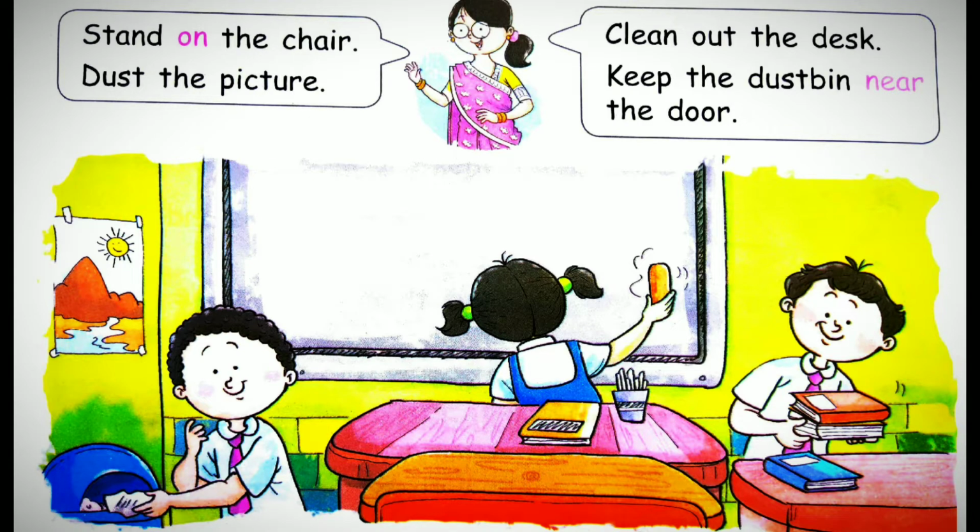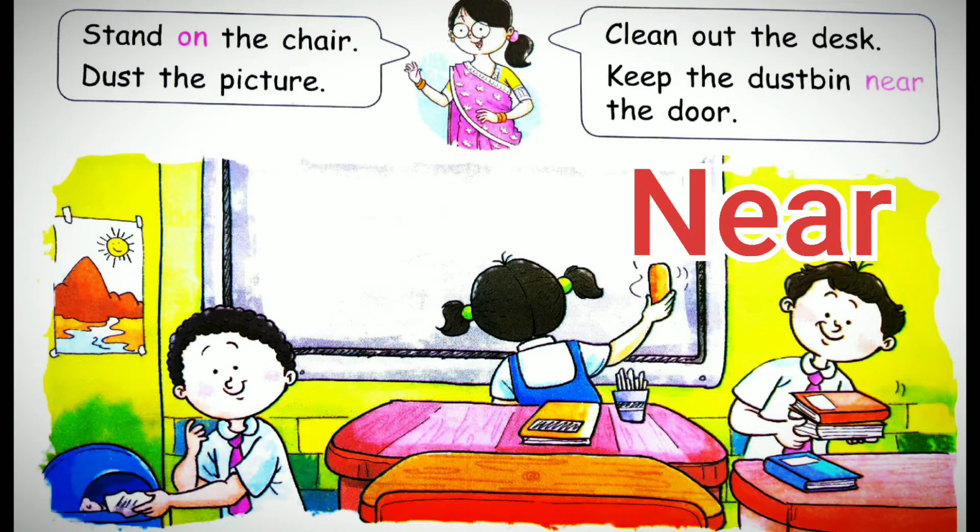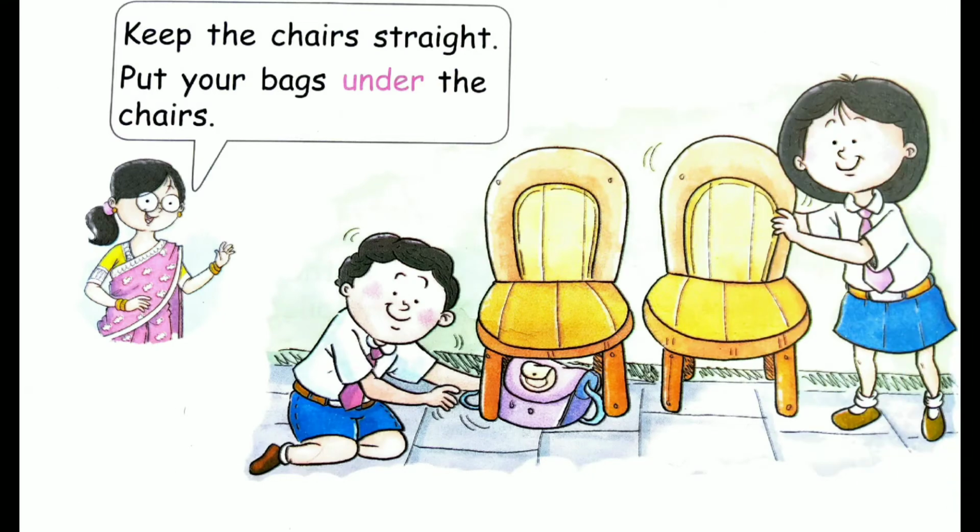Clean out the desk. Keep the dustbin near the door. Here, near shows the position of the dustbin, the position of a thing. Where is the dustbin? The dustbin is near the door. First, the student has to clean the desk. Next, he has to keep the dustbin near the door. Look at the next picture.